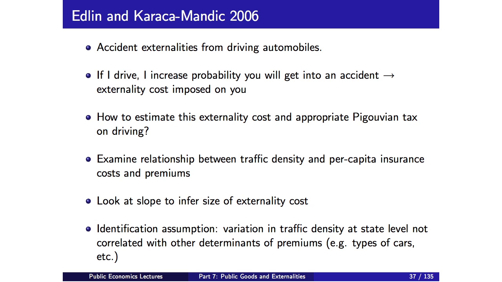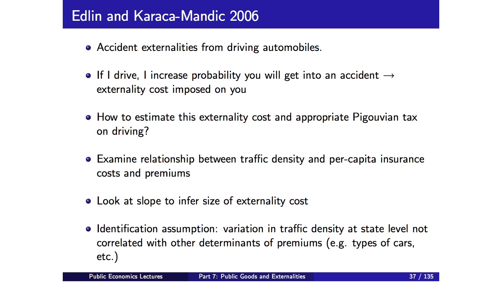Or really they look, I think, mainly at the state level, where they look at variation in traffic density, and they try to isolate the part of it that's not correlated with other determinants of insurance premiums, right? So that's the key problem that they have. If you compare insurance costs in California with Arizona, part of it could be because there's a different density in the two states, which is what they're interested in. But it could also be that people drive luxury cars in one market and not the other, and that's going to contaminate things. So that's the usual omitted variables type of problem.